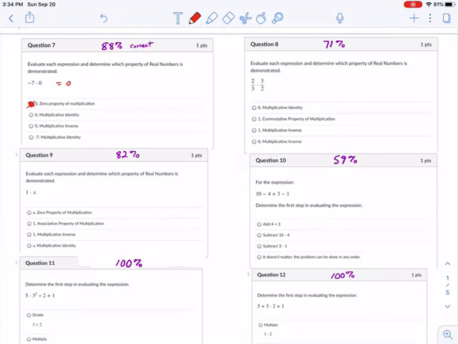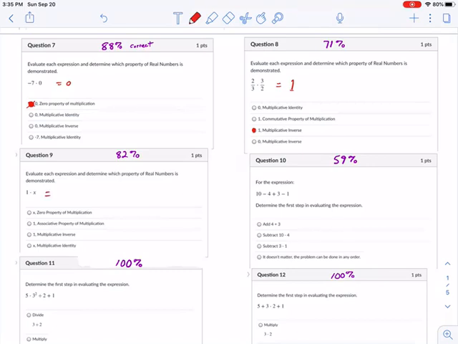Let's shade it in. Number 8. If you multiply 2/3 times 3/2, you multiply straight across. That's 6/6, which is 1. So basically, they canceled each other out. Multiplying by 3/2 canceled out the 2/3. So that's the multiplicative inverse.